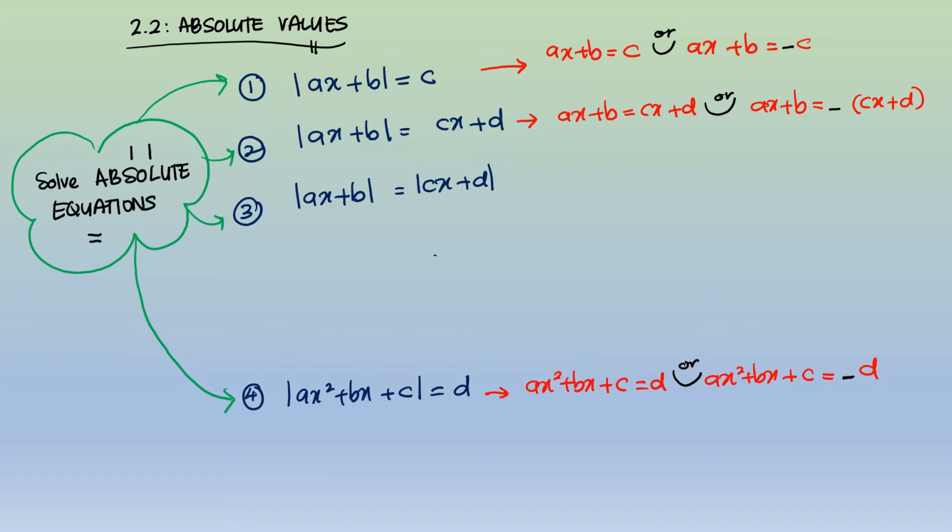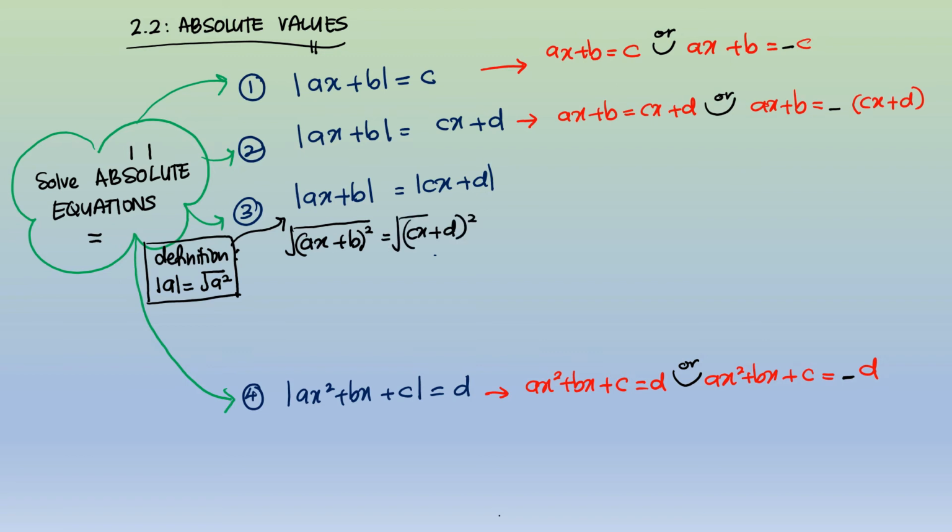Next, I would like to explain number 3. You have modulus everything on the left and on the right. Here, I would like to go back to our definition. We have modulus A is equal to sec A squared. So we will use this to solve this question. We change everything by using this definition. So it is equal to ax plus b squared equal to cx plus d squared. That's how we are going to change.